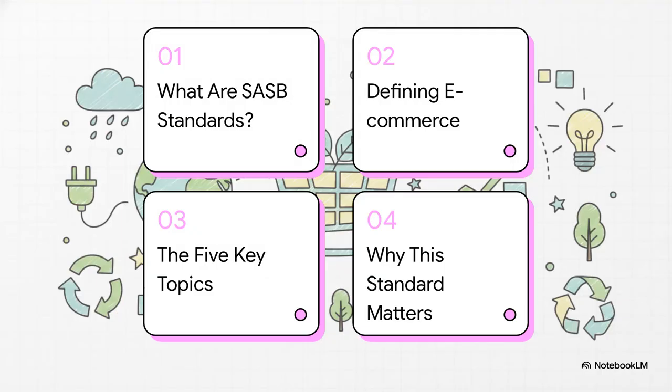Okay, so here's our game plan. First, we'll break down what these standards are all about. Then, and this is key, we'll define exactly who they apply to in the e-commerce world. After that, we'll get into the 5 main things these companies have to report on. And finally, we'll wrap up with why any of this really matters to you, me, and everyone else.